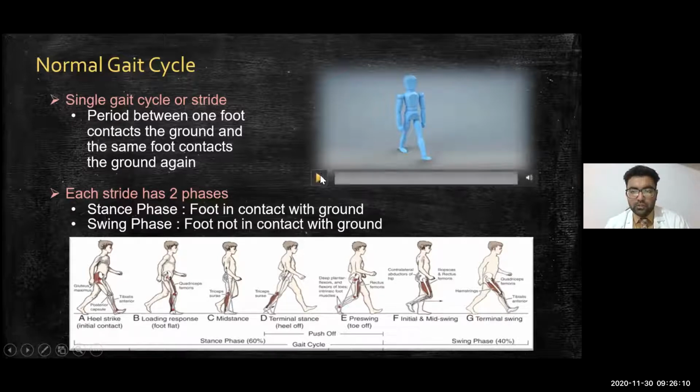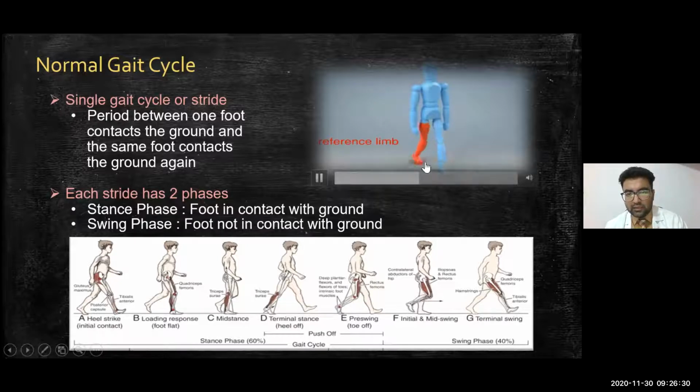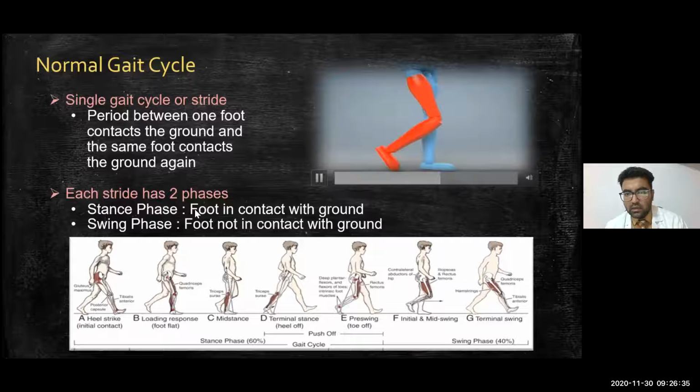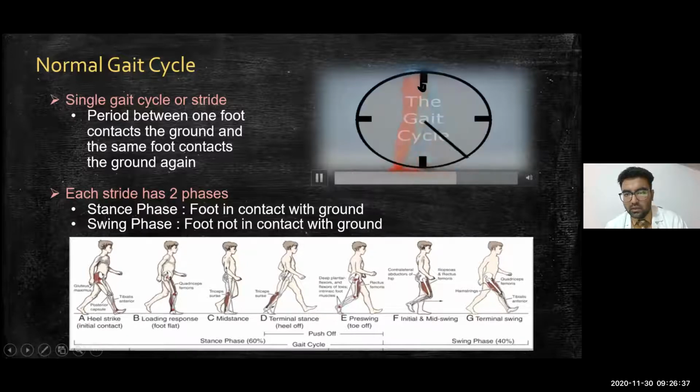We have a video, so it will give you a better idea. You can see that the person is walking. And the right leg is the reference limb. So you can see that. Okay, so that's our gait cycle.